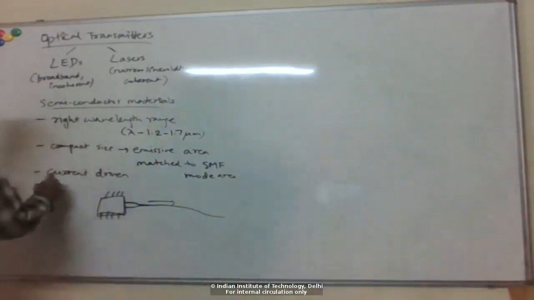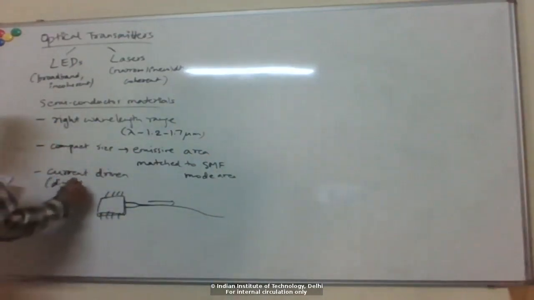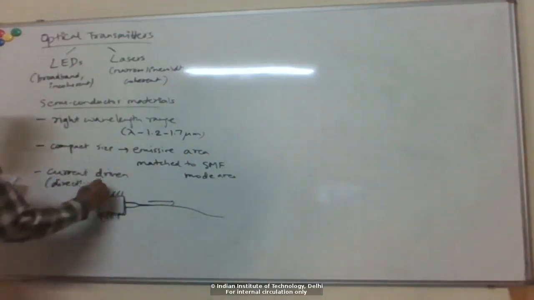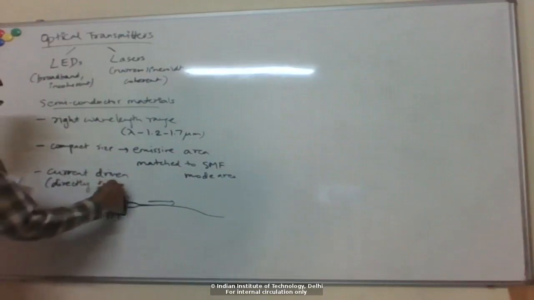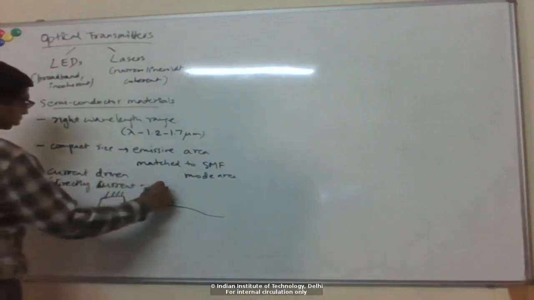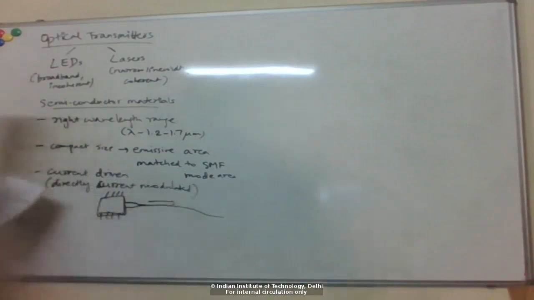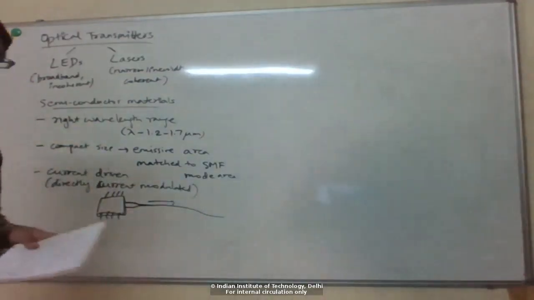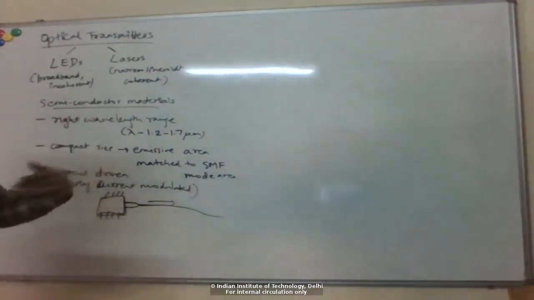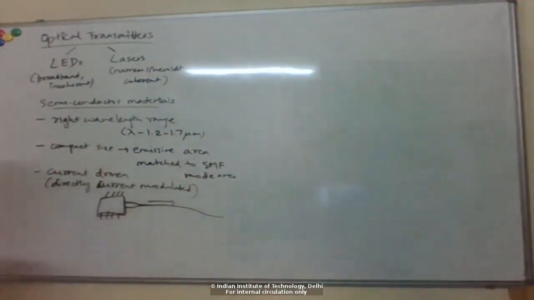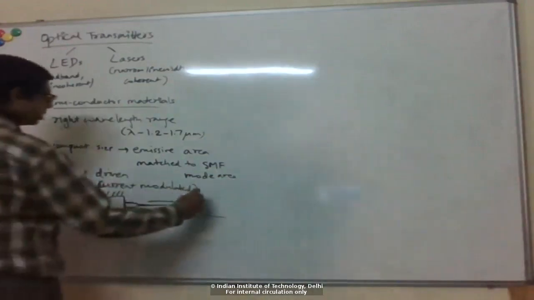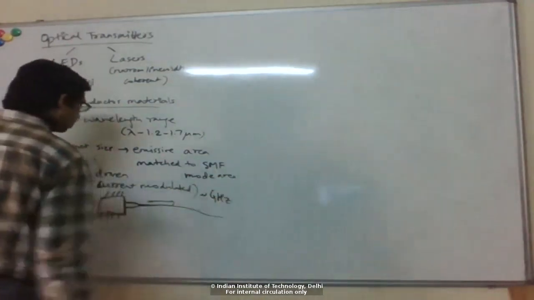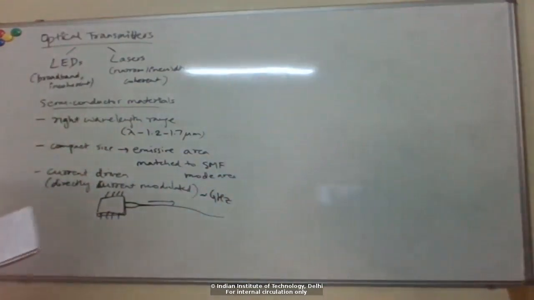They are current driven and can also be directly current modulated. So we can transfer the electronic data onto the optical form by direct modulation of the current, and that's very convenient. We can do this up to gigahertz frequencies. If you want to go beyond that to tens of gigabits per second or beyond, then we typically use external electro-optic modulators.